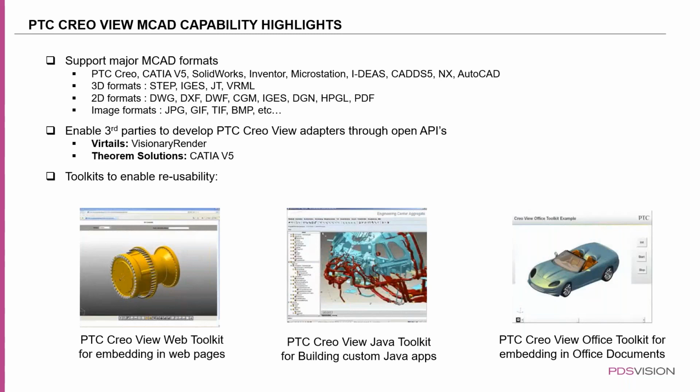And then if you are using a specific CAD authoring application that Creo View cannot open, you can always save those 3D files to STEP, IGES, JT, or VRML, and then you'll be able to view them in Creo View. You can also save 2D drawings to DWG, DXF, DWF, CGM, IGES, just to name a few.